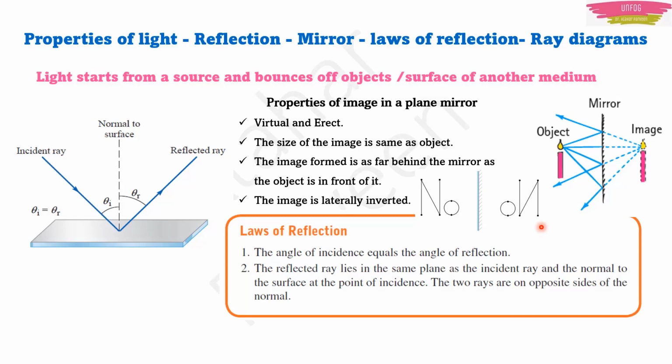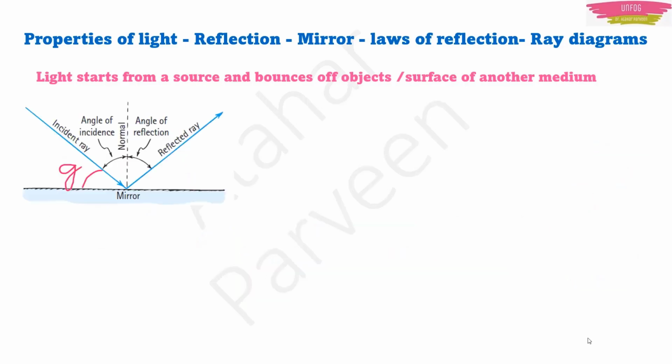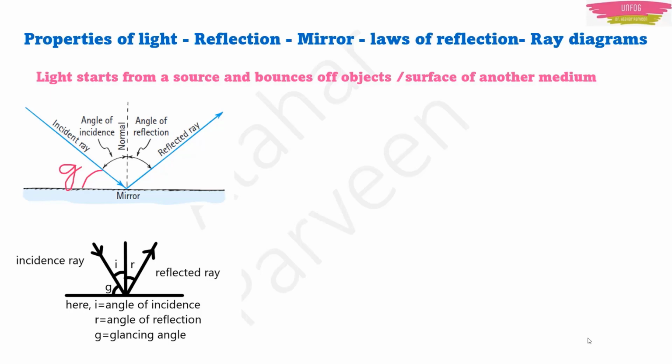Okay. So let's proceed. One more thing which I have to discuss here is the glancing angle. This is the angle between the incident ray and the plane of the mirror. You denote it by small g. So along with angle of incidence and angle of reflection, you should know what is glancing angle.